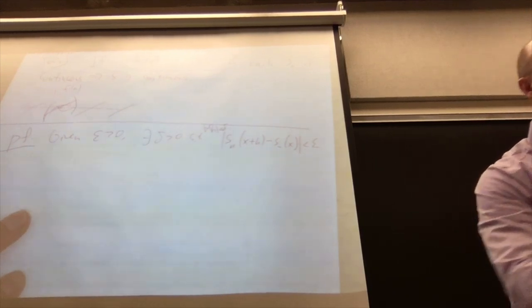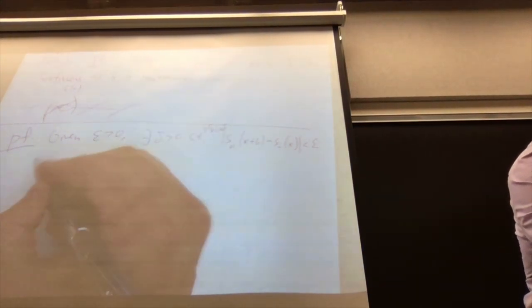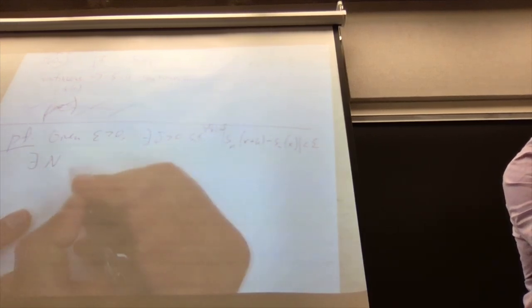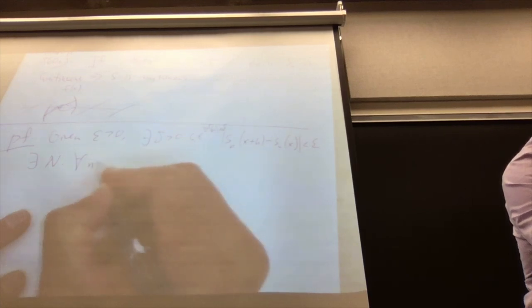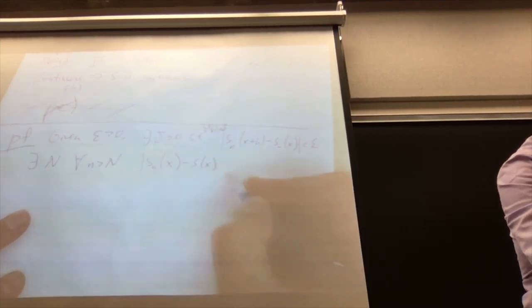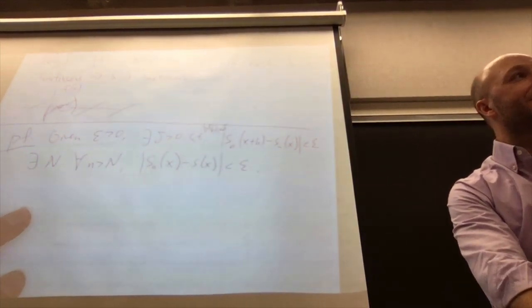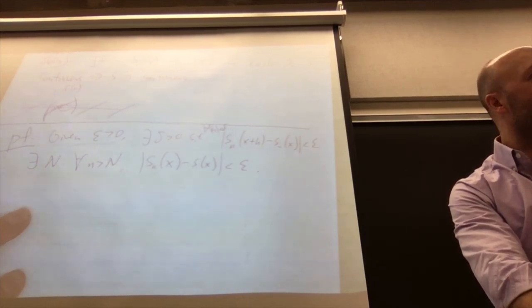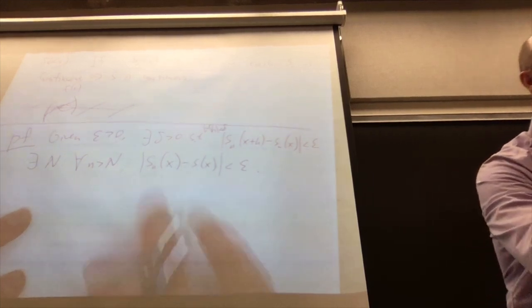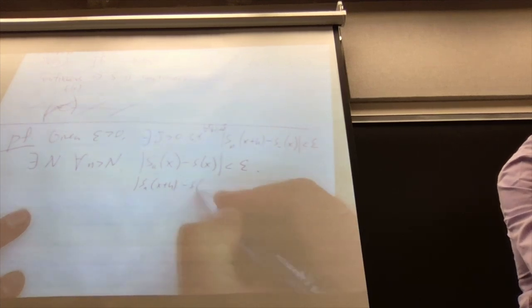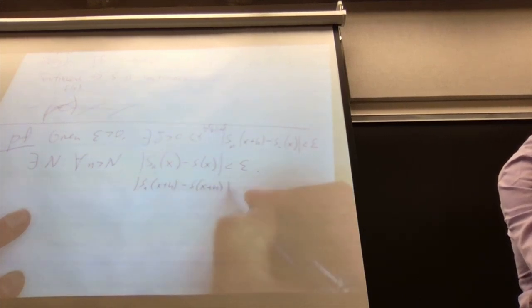Right? And what does convergence mean? It means that given epsilon, there exists a big N sufficiently large so that for all little n greater than N, the distance from Sn of x and S of x is less than epsilon. No argument there. And of course, the same is true at x plus h: Sn of x plus h minus S of x plus h is less than epsilon.